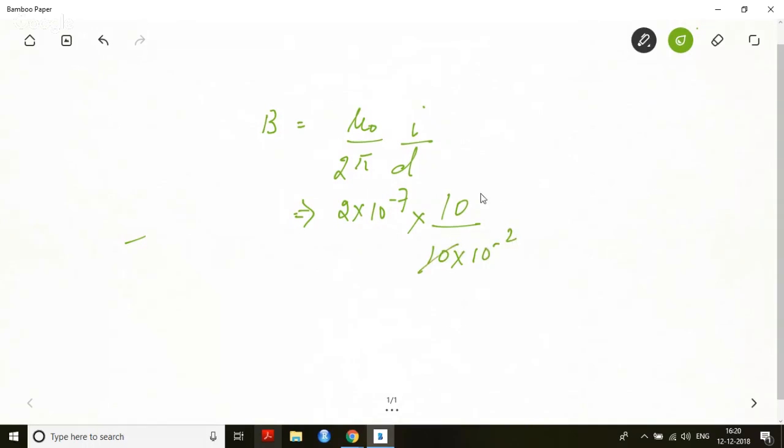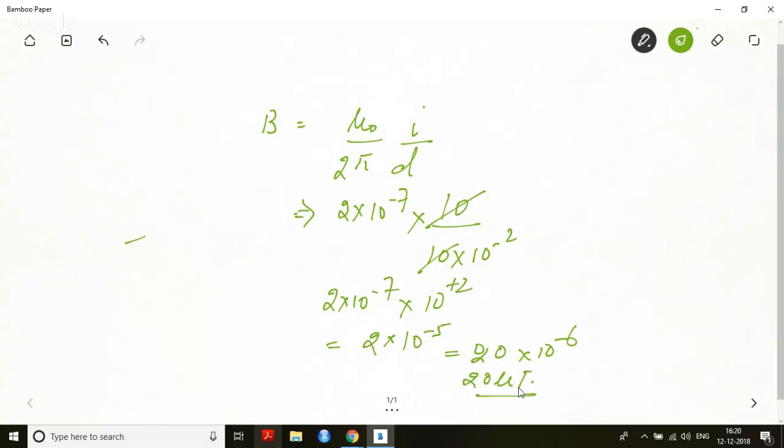So this 10 and 10 cancel. This 10 to the power minus 2 will go above and become 10 to the power plus 2. So this will be nothing but 2 into 10 to the power minus 5, which is nothing but 20 into 10 to the power minus 6, which is nothing but 20 microtesla. That is the answer. Second question.